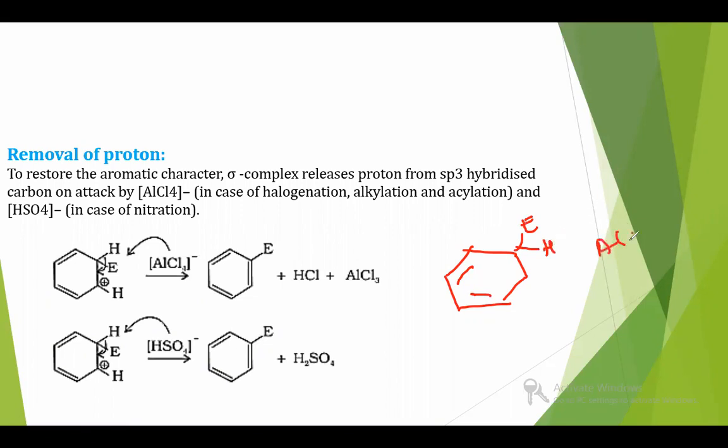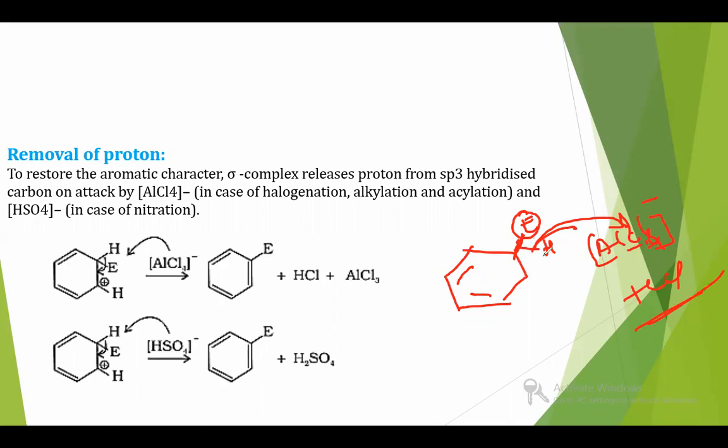Now, we used an AlCl4 minus Lewis acid as the catalyst. It will take the hydrogen from this, so removal of hydrogen. If hydrogen is removed, it forms AlCl3, and hydrogen combines with chlorine to form HCl. Then what will it be if hydrogen is removed? It becomes E, the mono substituted electrophile on benzene.